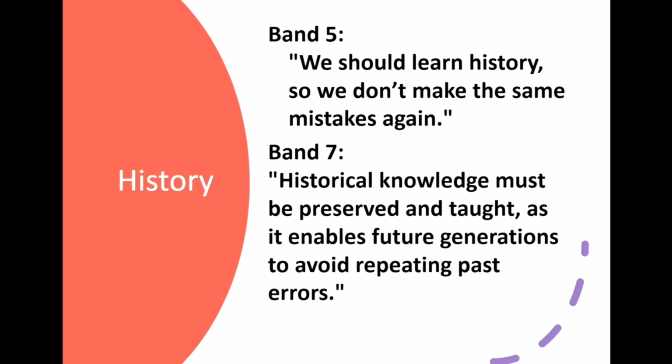Historical knowledge must be preserved. Now, we've seen preserved already today. Must be preserved and taught as it enables future generations to avoid repeating past errors. Okay? They don't say mistakes, they say errors. And they use as for a joining or linking word. And we talk about must be preserved and taught. That's modal verb and passive. Must be preserved. Modal verb and passive.